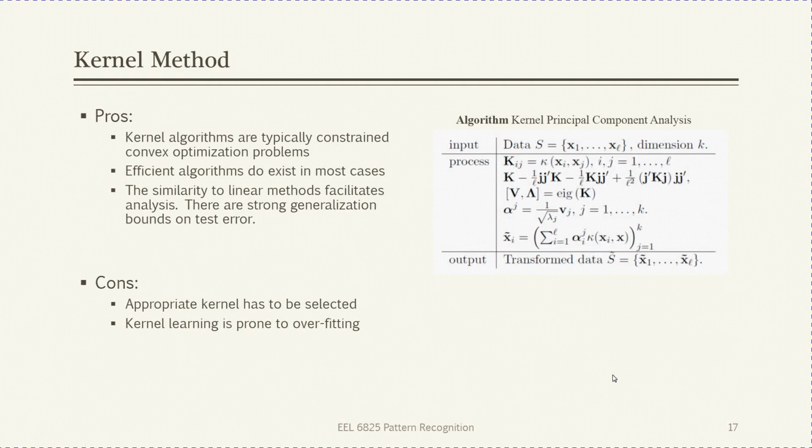About the kernel method, here are some pros and cons. For the good part, kernel method algorithms are typically constrained convex optimization problems, and this can be solved with either spectral methods or convex optimization tools. It also has some cons here, like an appropriate kernel function has to be chosen, and kernel learning is prone to overfitting, and these are something that we cannot avoid.